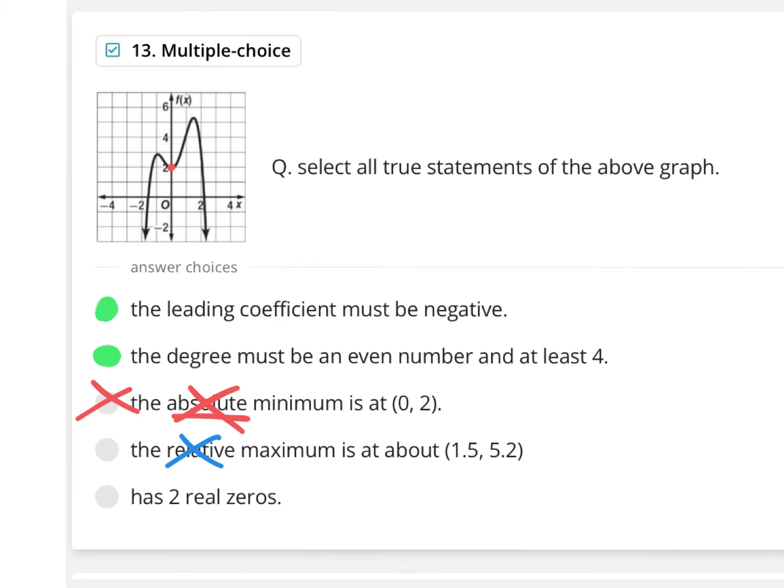Last option, last statement: has 2 real zeros. Does it have 2 real zeros? That means it crosses the x-axis 2 times. That is correct. So your 3 options that you would select are the first 2 and the last one.